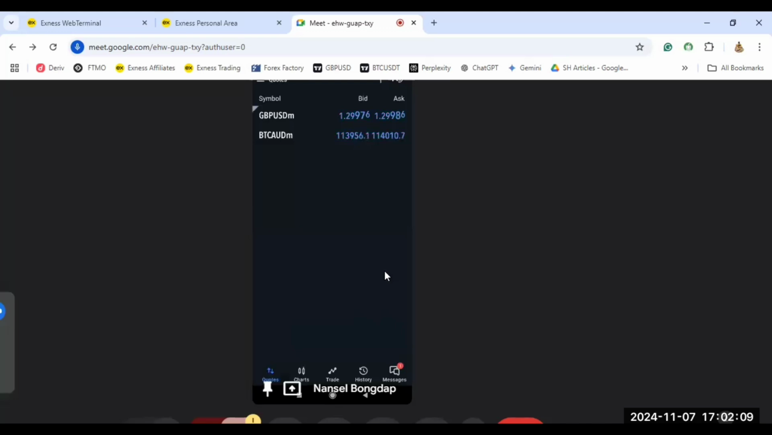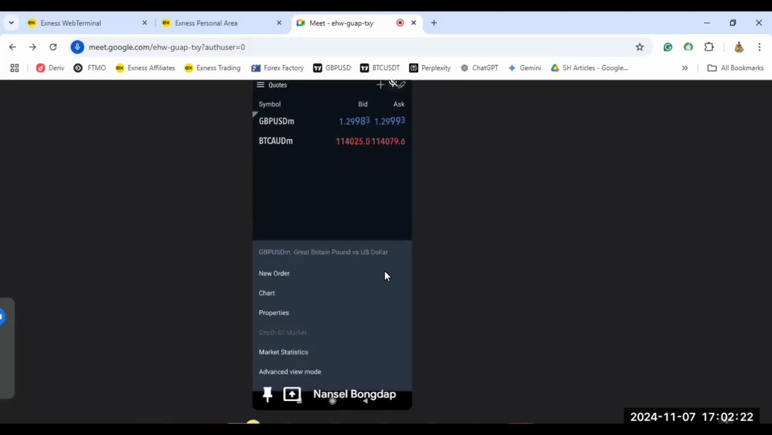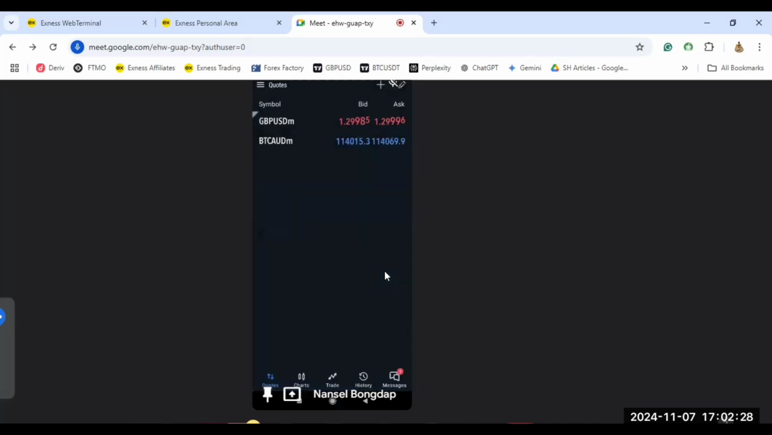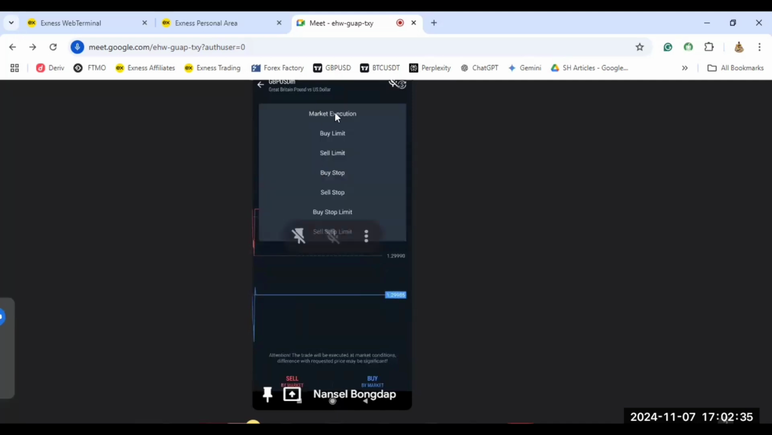So I am on my mobile phone right now. This is MetaTrader 5. Okay, so I am going to show you how to do that. You simply click and hold whatever asset. So I'm clicking and holding GBP USD. This option of new order, I'm going to place it. Click it.